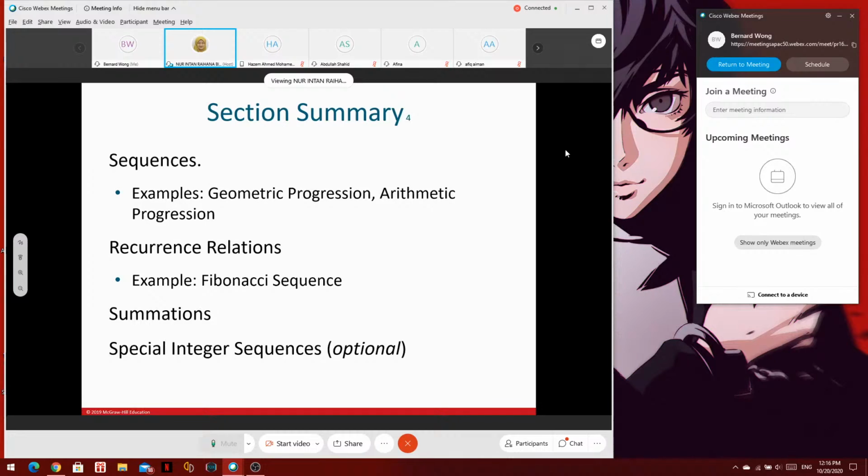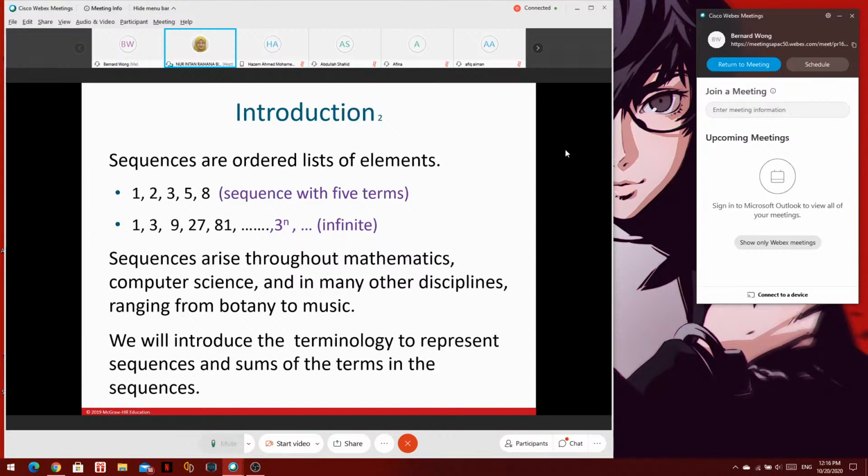What we will have in this sequences and summations: sequences, the examples, geometric progression, arithmetic progression, recurrence relations, Fibonacci sequence, and also summations. Some special integer sequences, and the summation on special integer sequences are optional for us to cover. Sequences means the ordered list of the elements.